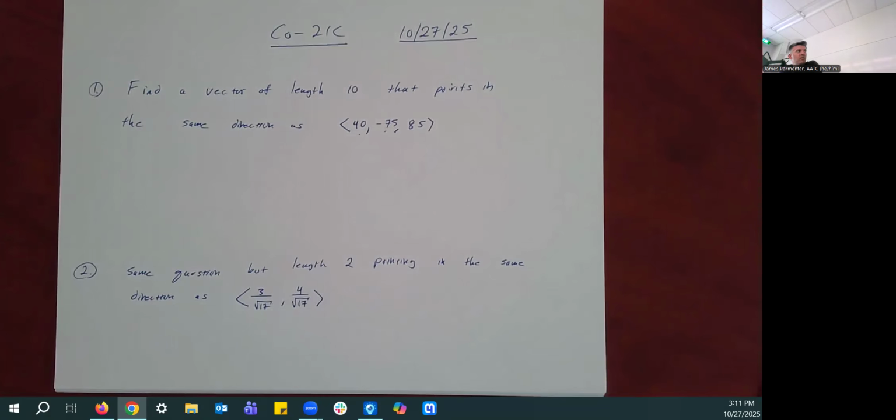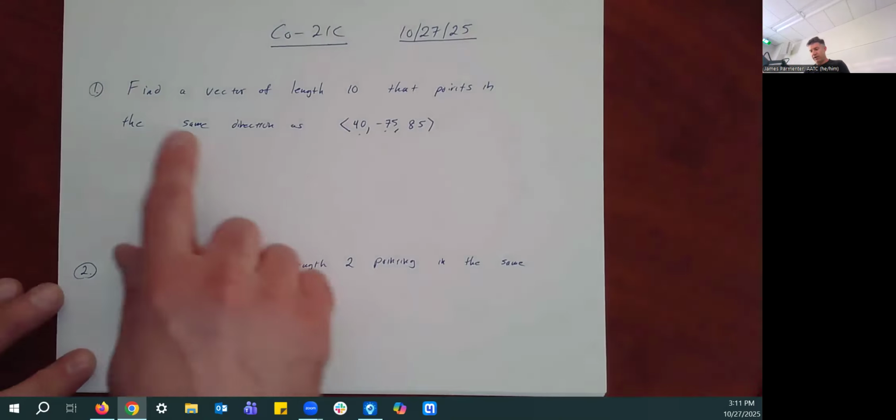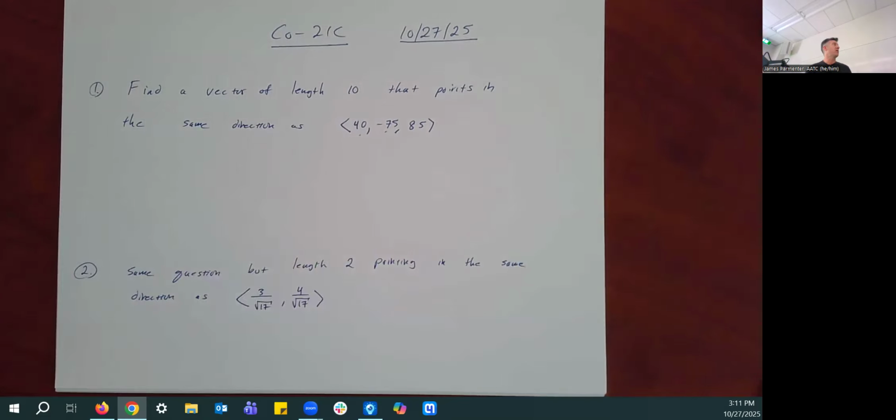All right. You might have noticed I picked some kind of disgusting vectors there. Let's talk about the process before we do the problem. So to find a vector of whatever length that points in the same direction as some other vector, here's the idea.